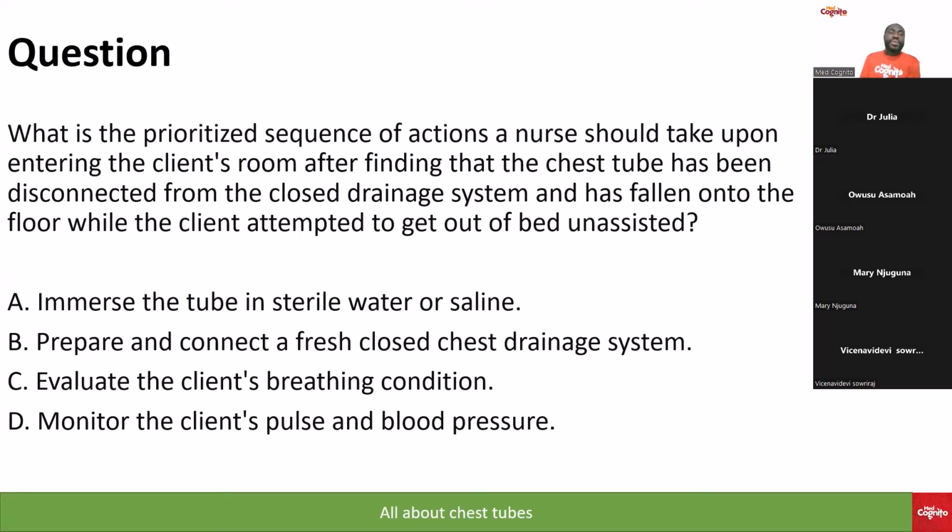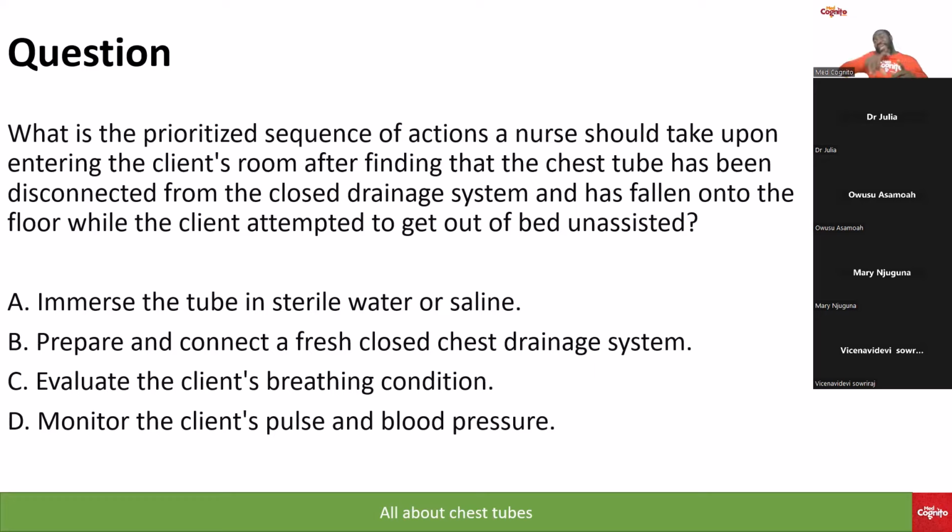What is the prioritized sequence of actions the nurse should take upon entering the client's room after finding that the chest tube has been disconnected from the closed drainage system and has fallen onto the floor while the client attempts to get out of the bed unassisted? Want me to answer it too? You can answer it, or if anyone wants to answer it, or type the answer, that's also fine. So what's the prioritized sequence?